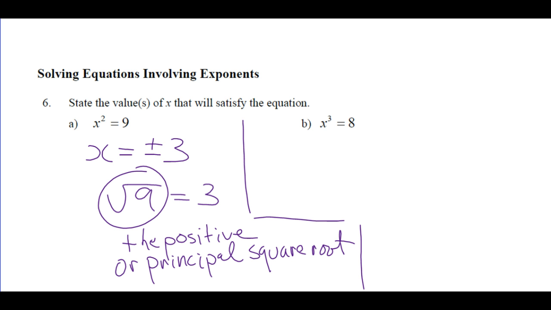And then we deal with context of the question too. Is this a quadratic that I had to solve, and do I need to reject a negative value? Like, no, you can't have a negative quantity here. That can't be a negative speed.